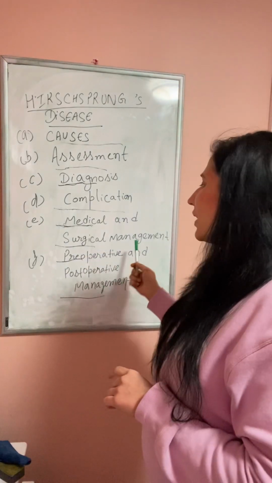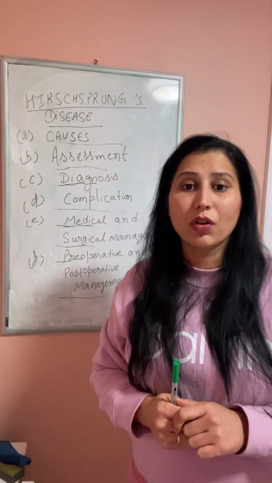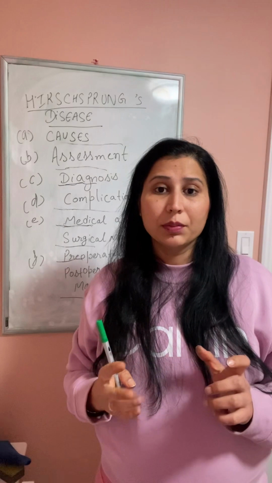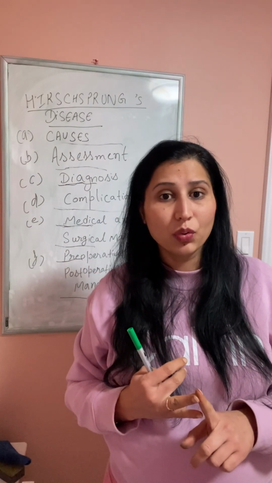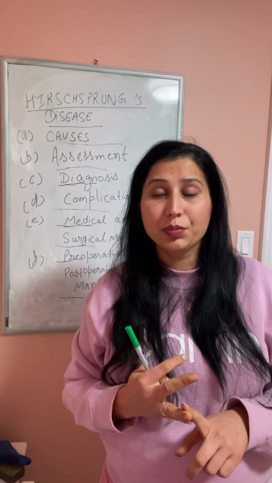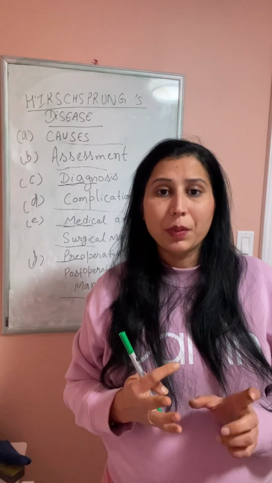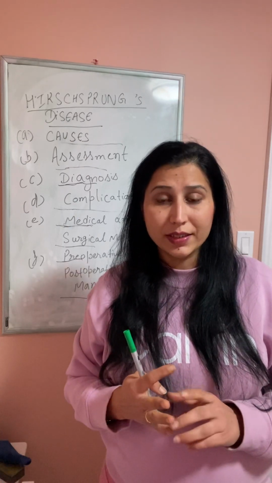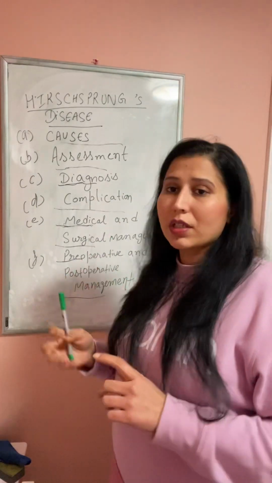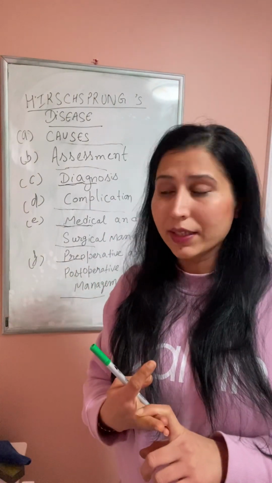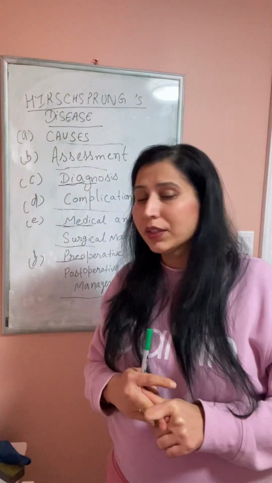So what do they do in surgical management? Excision of the part of the intestine where there is no ganglion, no nerve cells. That part is taken out of the intestine, and the other part of the intestine is directly connected to the anus. This is the surgical procedure, and they just cut out the part where there is no ganglion.